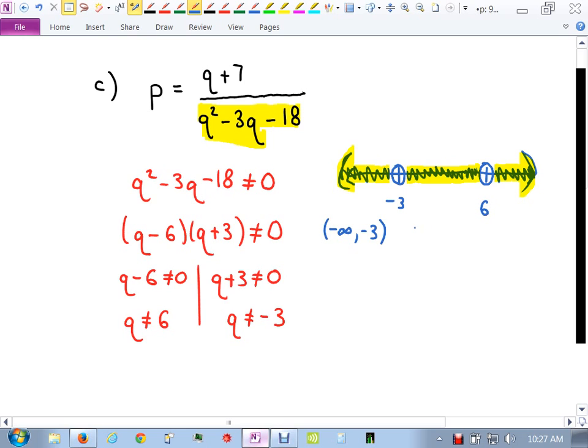Now, underneath the other section, negative 3 to 6, parenthesis, on both. Why are there parentheses on both in the middle one? You don't want to get to negative 3, right? You don't want to get to 6. You want to make sure you don't include those. And then how do I say from 6 on? 6 to infinity, parenthesis 6, infinity.